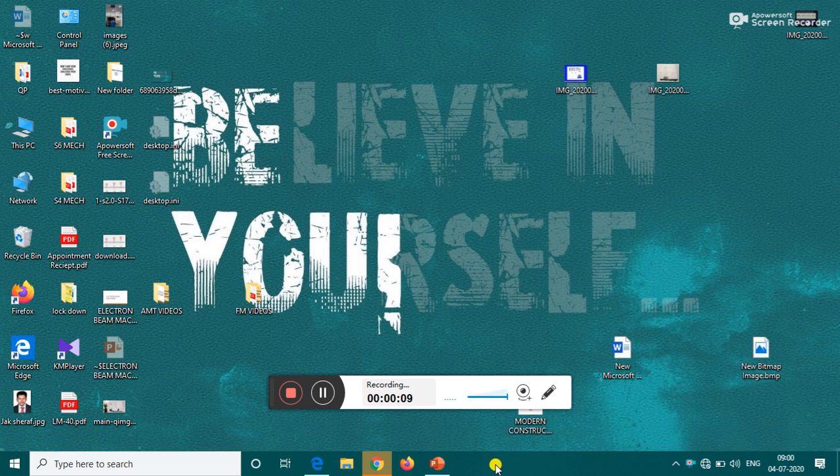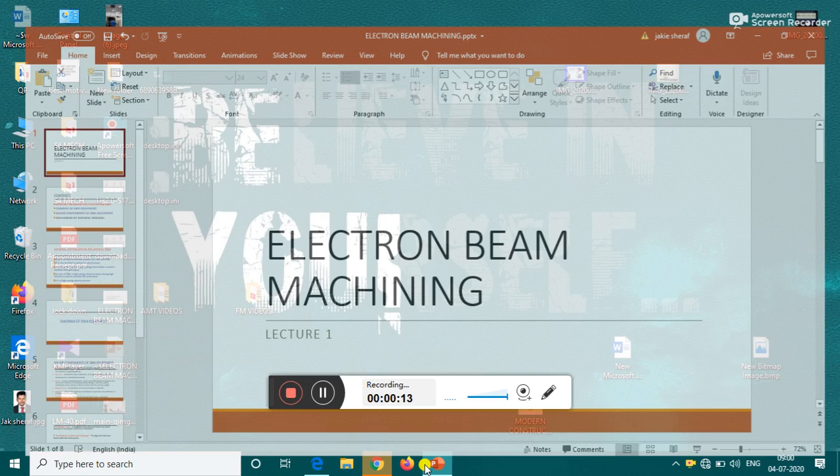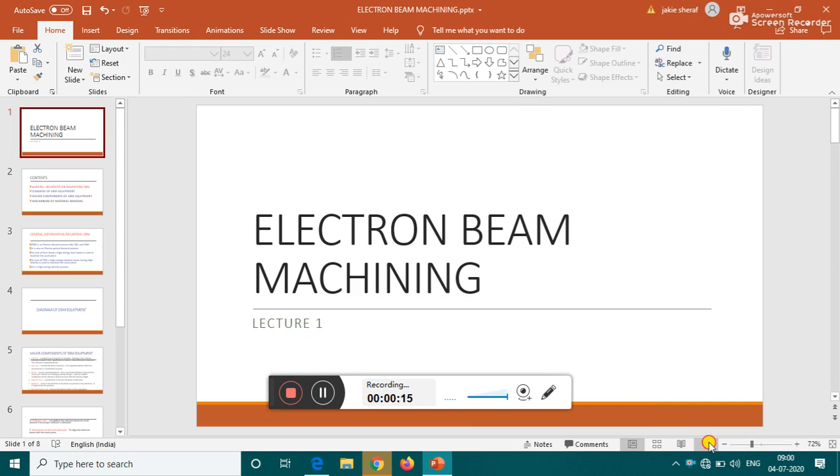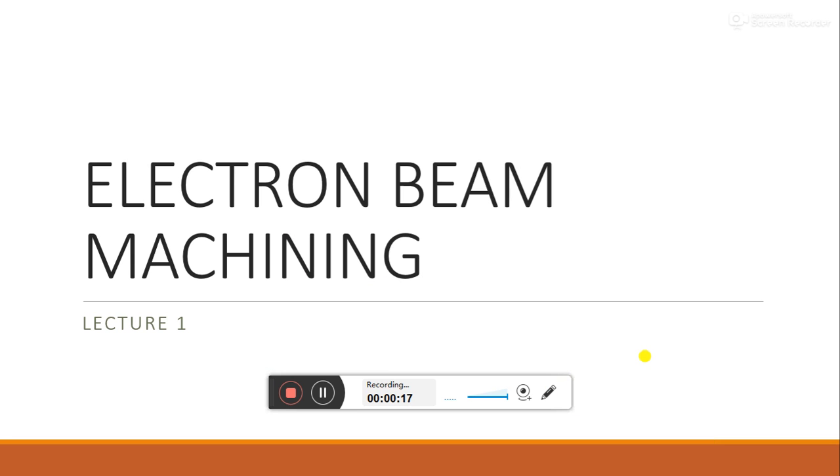And in the last lecture, we have completed the laser beam machining. And today, we will be dealing with electron beam machining, which is another electrothermal process like the laser beam machining and the electro discharge machining.